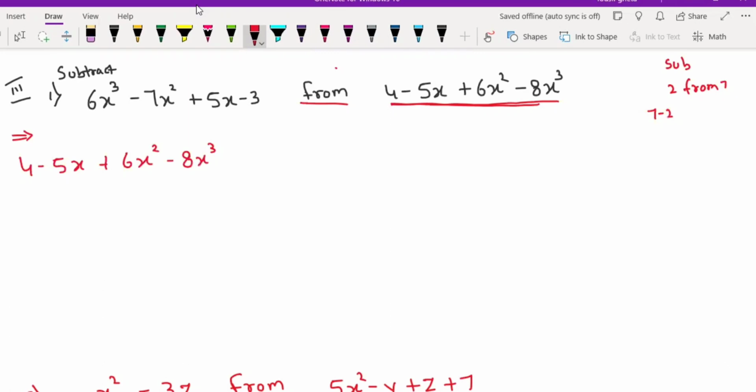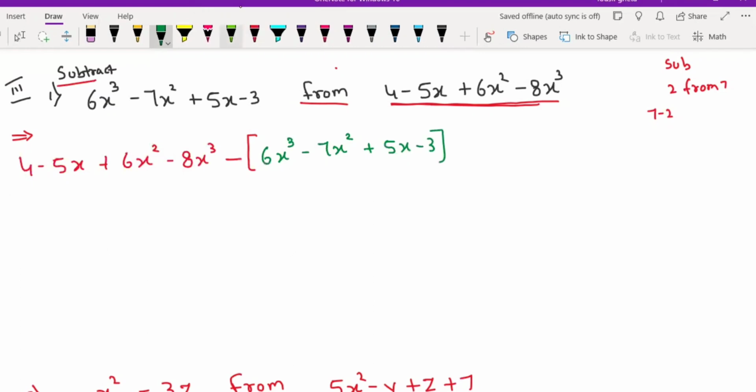And they are asking us to subtract, so we're gonna write down the subtract symbol, that is sign, and in the bracket we're gonna write down the first expression. Remember that we are writing the first expression in the bracket. Why? Because, let me write down first, that is 6x cube minus 7x square plus 5x, and close the bracket. Why I'm writing the first expression in the bracket?